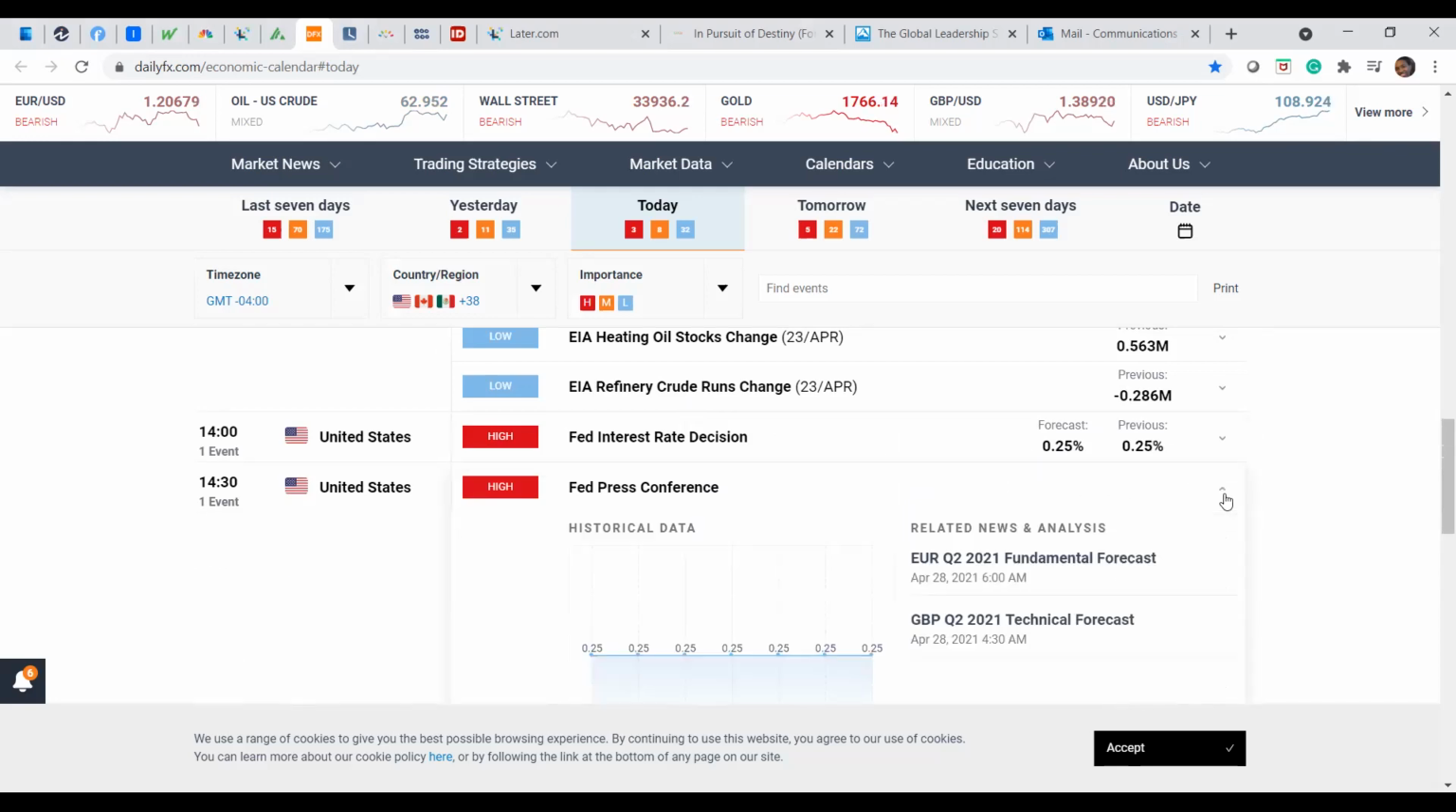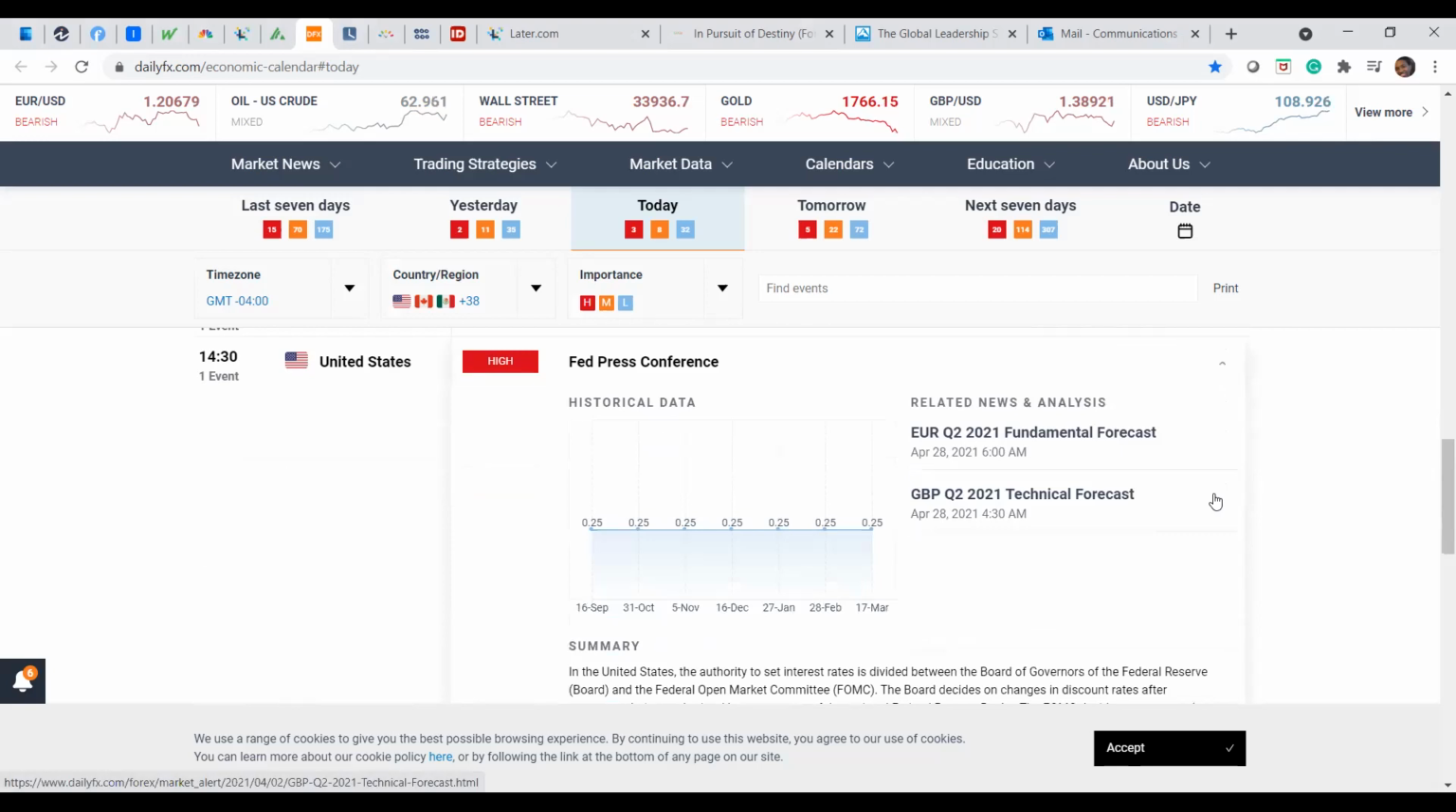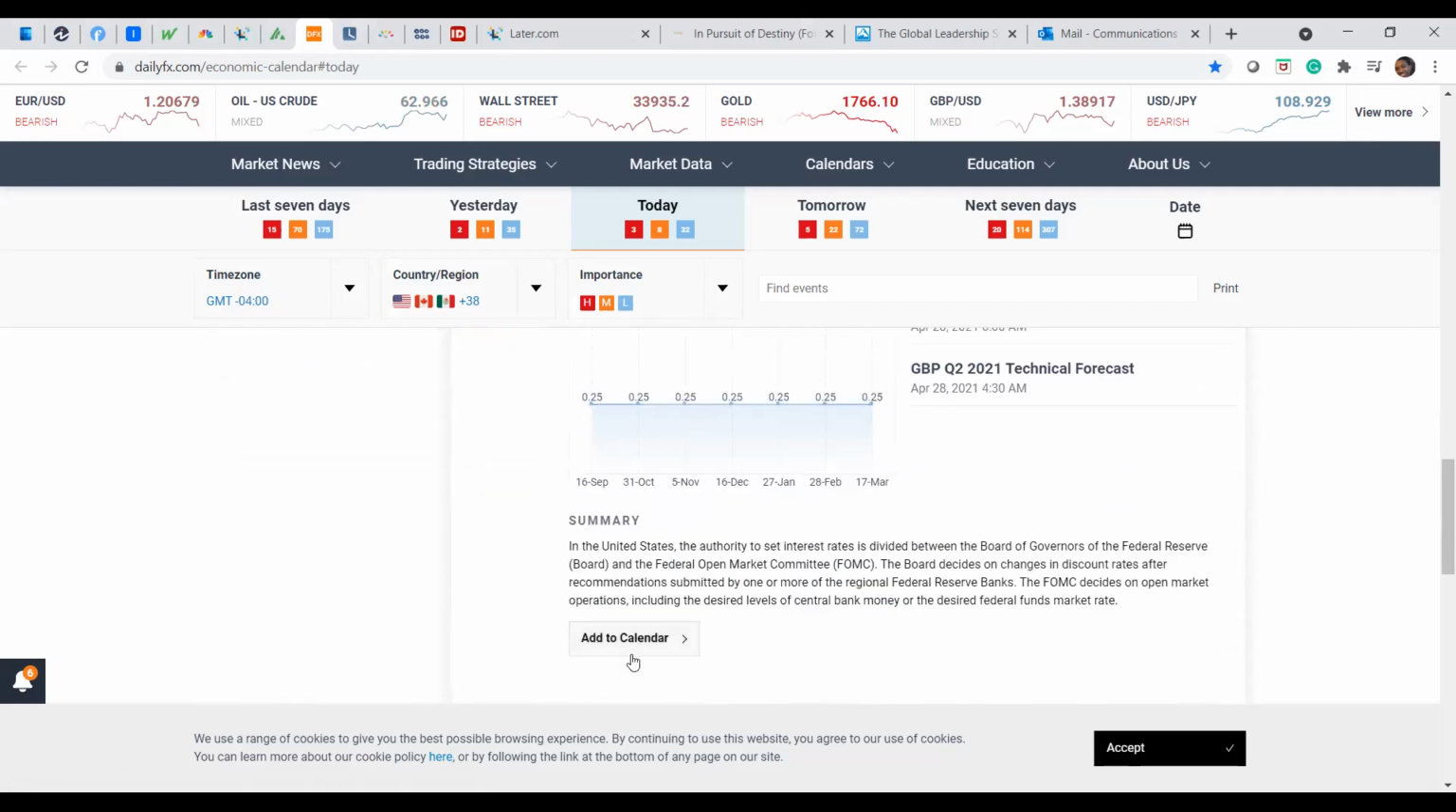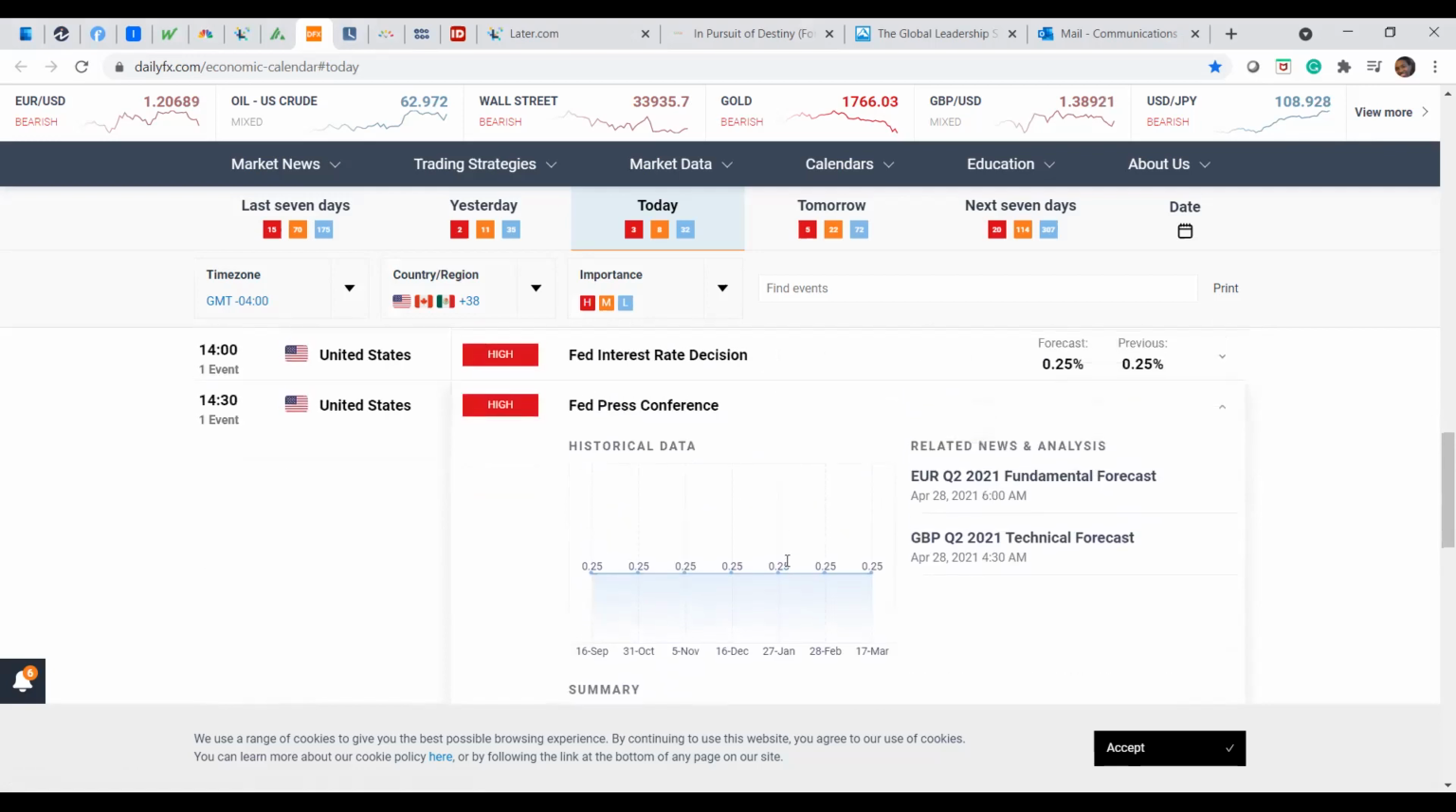Okay, so when I looked at this, it says Euro, the second quarter fundamental forecast. No, look at the summary at the bottom. This one here? Yeah. Okay, it says in the United States, the authority. Although that's not helpful. Basically, the summary is that the press conference is to talk about the interest rate decision that has been announced. Oh, I see.